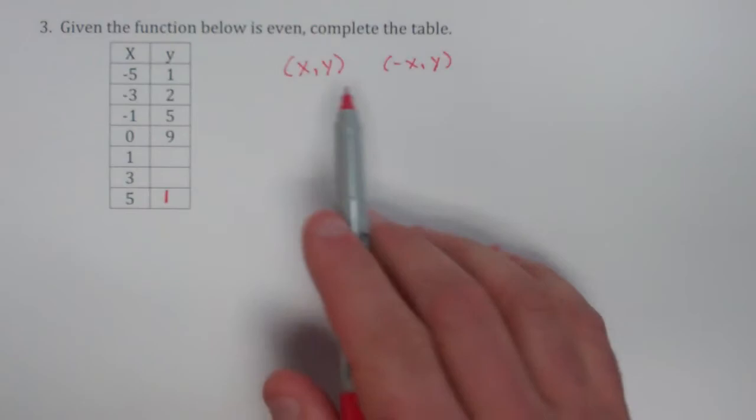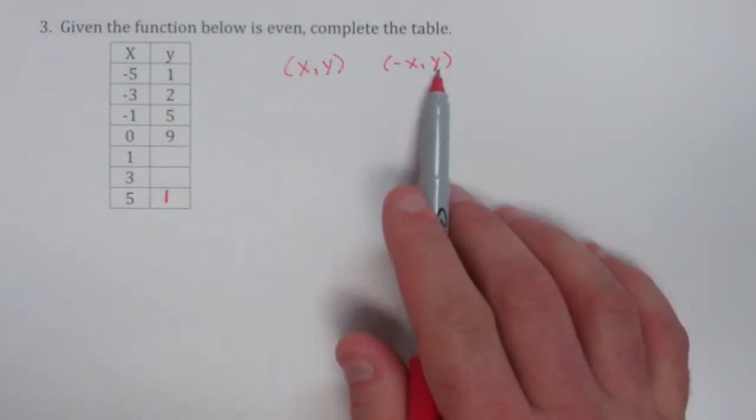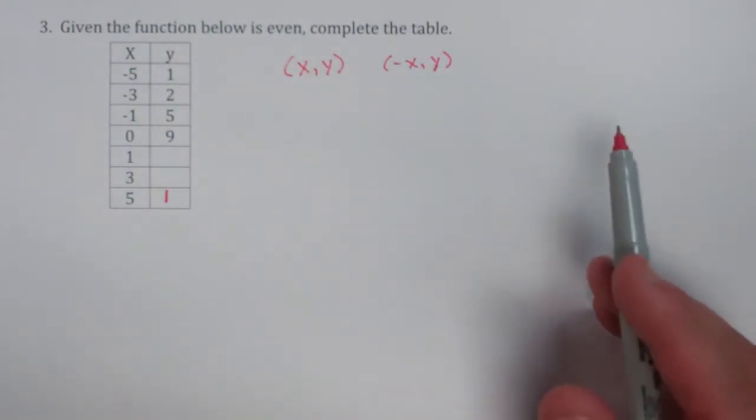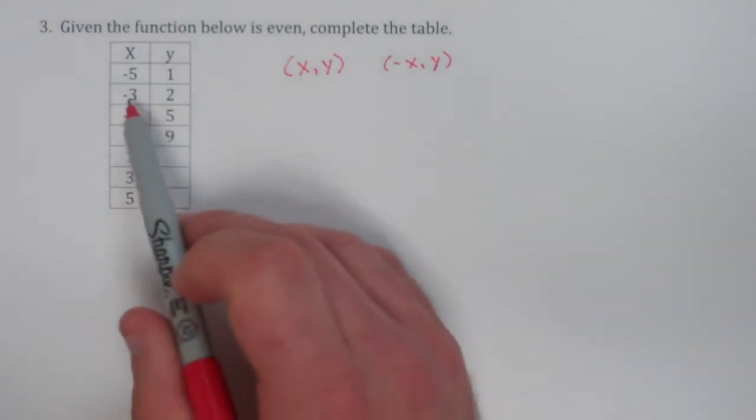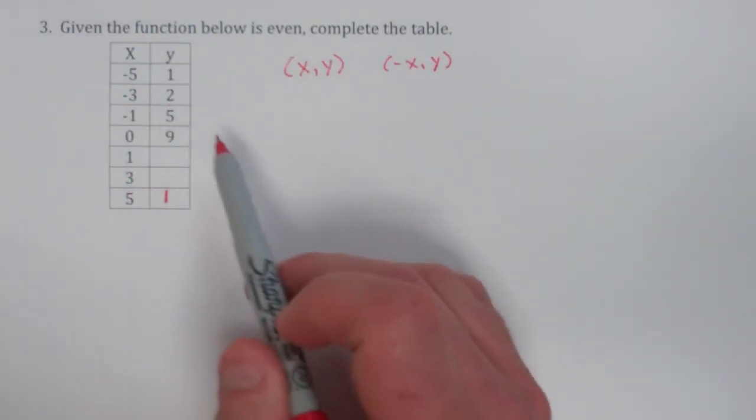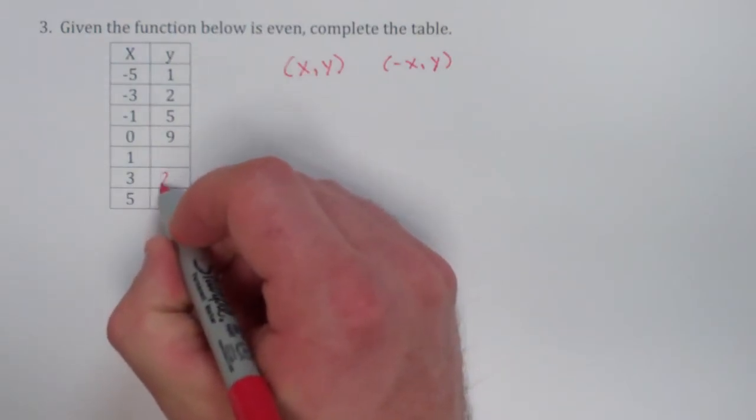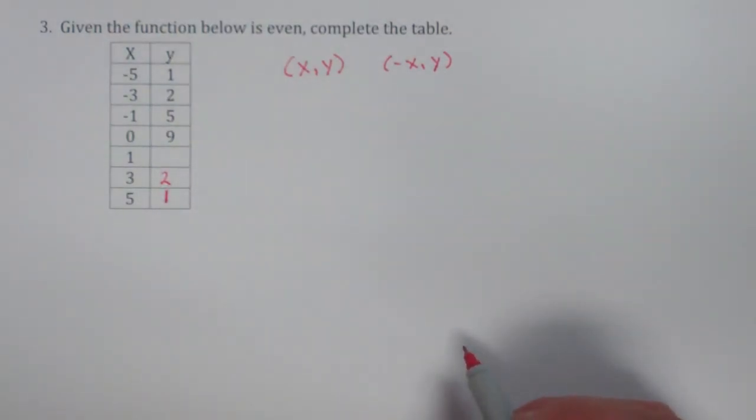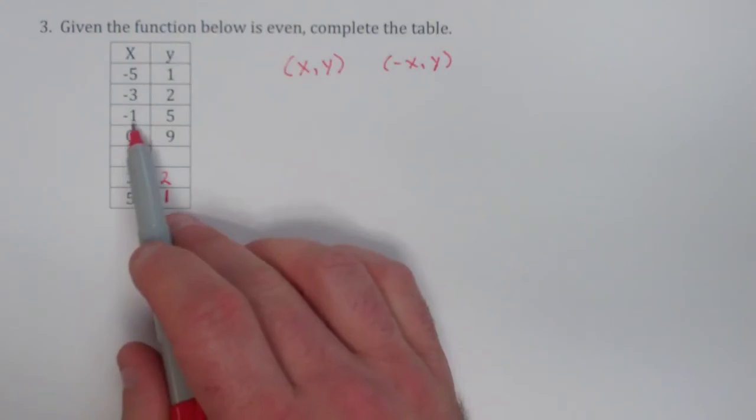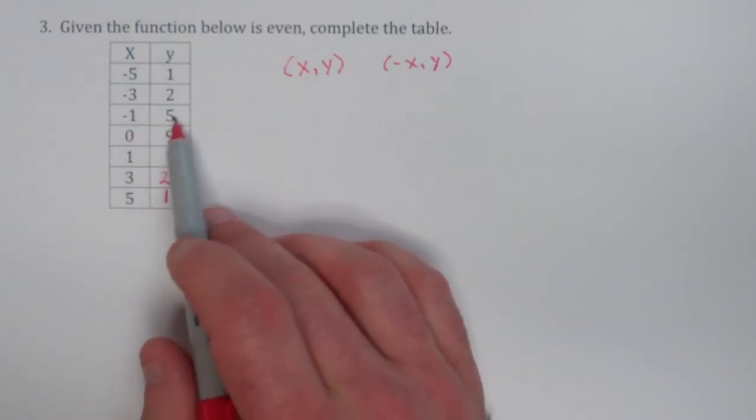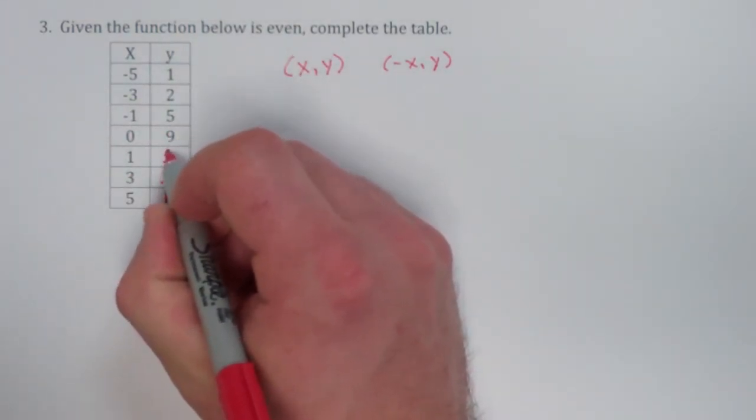Remember, this is an even function, so the y value stays the same. With the odd function before, we had to change it. The opposite of negative 3 is 3. The y value of negative 3 is 2. So if this function is an even function, it should be positive 2. Negative 1, opposite would be 1, and we keep the y value of 5.